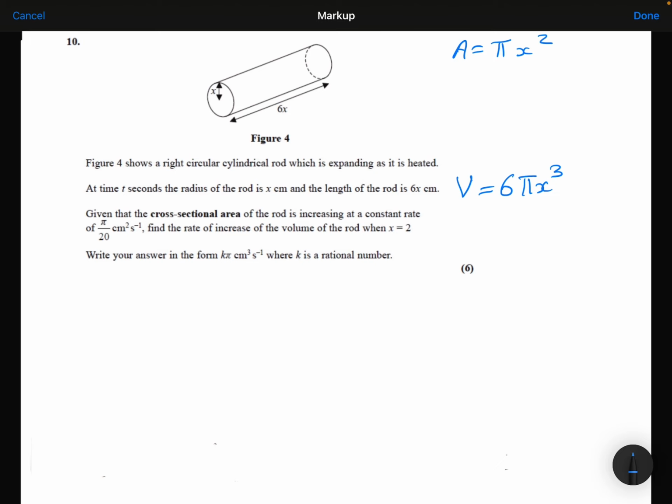Now, I could, if I wanted to, differentiate each of these with respect to x. We're going to need to do this shortly. So differentiating the pi x squared with respect to x will give 2 pi x. And differentiating the volume with respect to x will give 18 pi x squared.